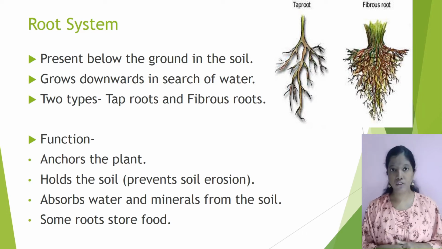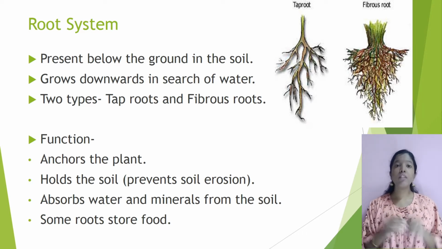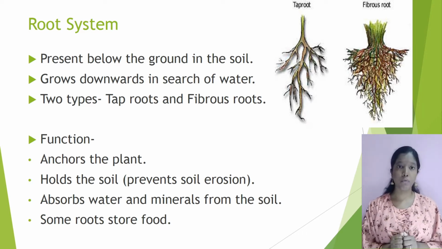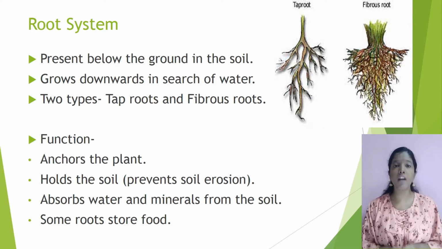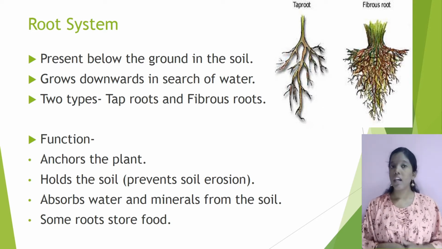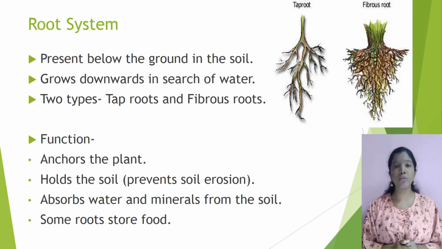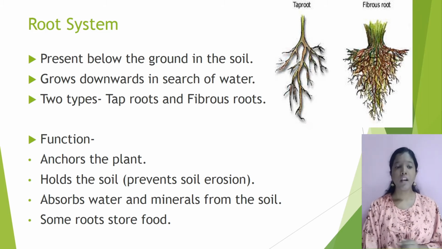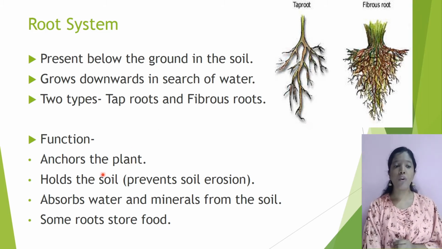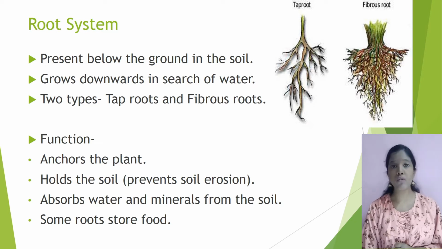Let's come to the functions of the roots. What is the function? The main function of the root is to anchor the plant in the soil. Anchoring means to hold the plant firmly inside the soil. If the plant is not held firmly, it will fall. So the main function of the root is to anchor the plant into the soil. Second is to hold the soil and prevent soil erosion.